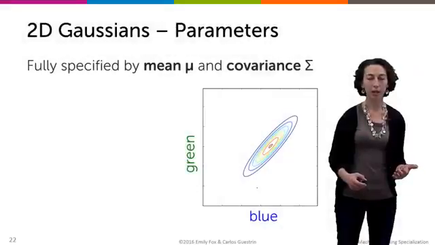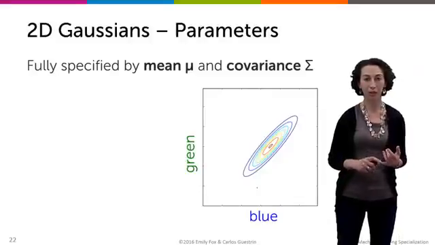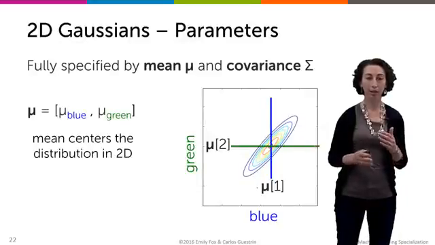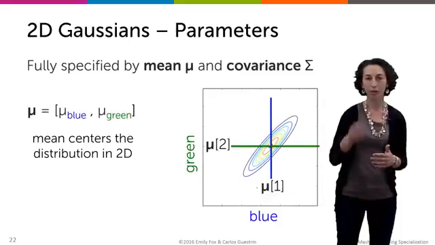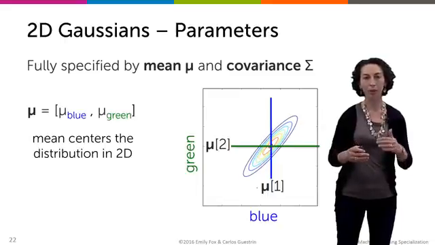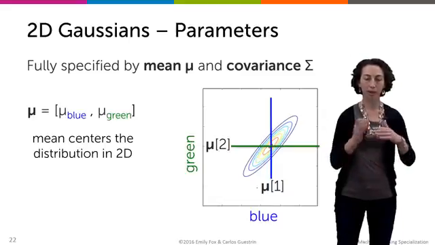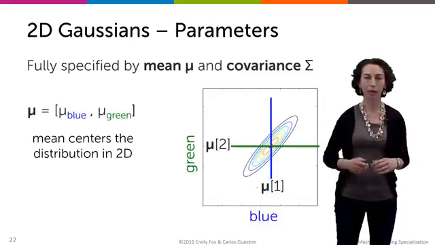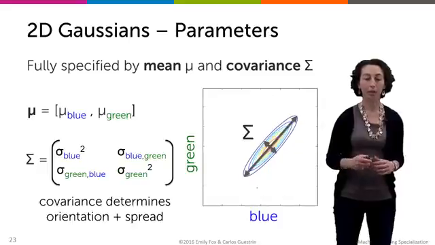In two dimensions, a Gaussian is fully specified by a mean vector and a covariance matrix. This mean vector has elements that center the distribution along every dimension. For example, in this case, mu1 centers the distribution along the blue axis, so the blue intensity, and mu2 centers the distribution along the green intensity. And then the crosshairs pinpoint the center of the distribution jointly in the blue and green intensity space. Then the covariance matrix specifies the spread and orientation of the distribution.